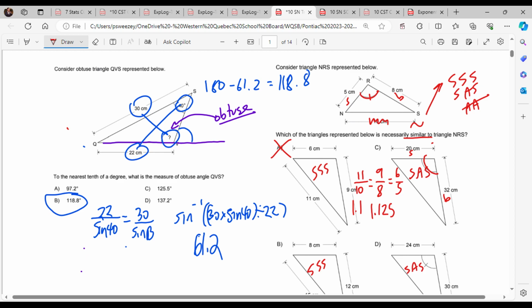It needs to be in side, angle, side order. Side, angle, side order. And I'm choosing the smallest to pair with the smallest and the biggest to pair with the biggest. So I would have basically 32 over 8 and 20 over 5. Well, I know those are both going to be equal to 4. So I can stop right there. C is going to be the answer on that guy.